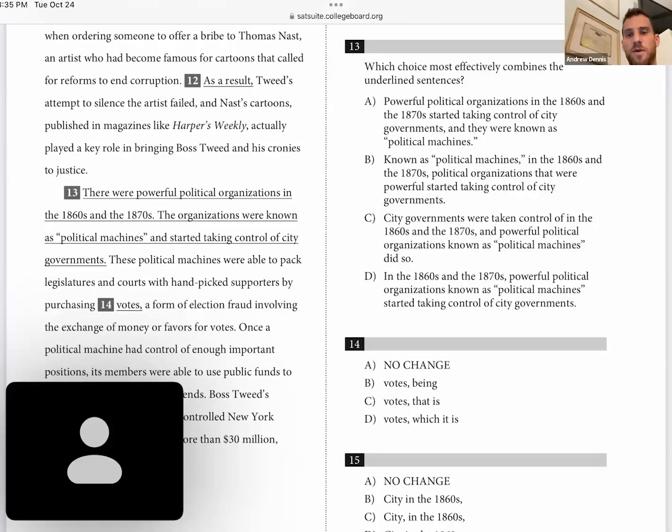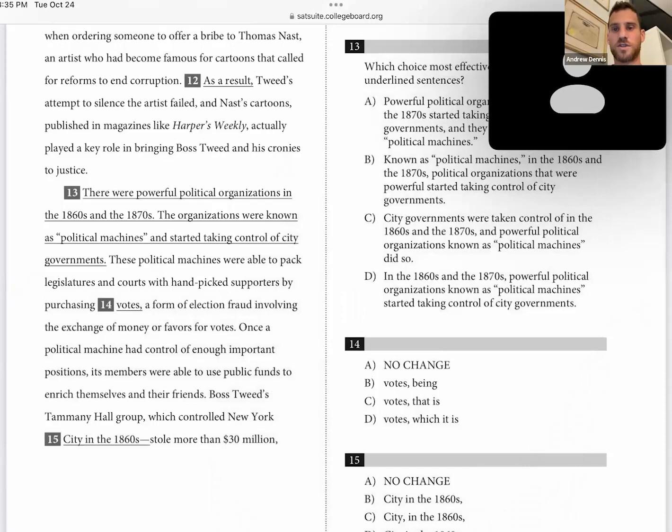Okay. These political machines were able to pack legislators and courts with hand-picked supporters by purchasing votes, a form of election fraud involving the exchange of money or favors for votes. So it's pretty concise as it is. Being a form of election fraud, that is a form, or which it is a form. Can we just keep it as it is? Is it concise enough?